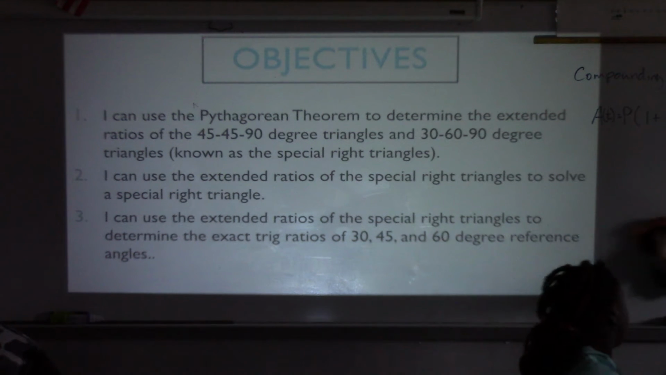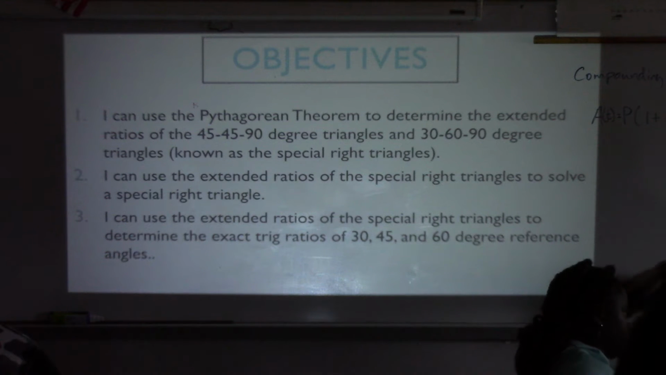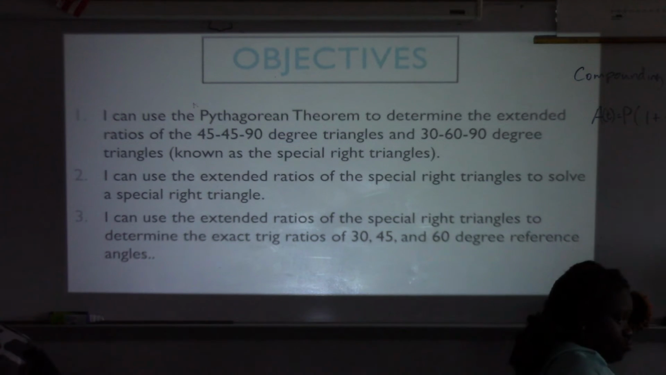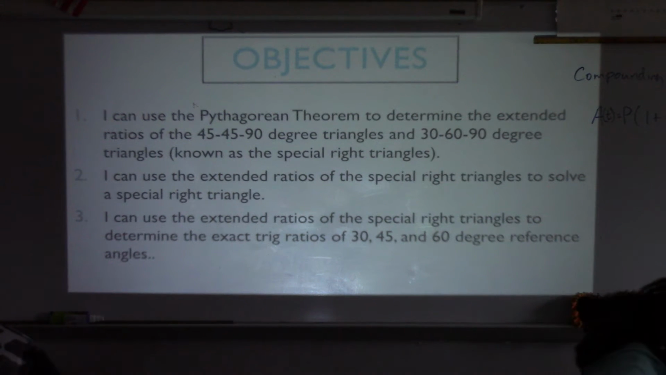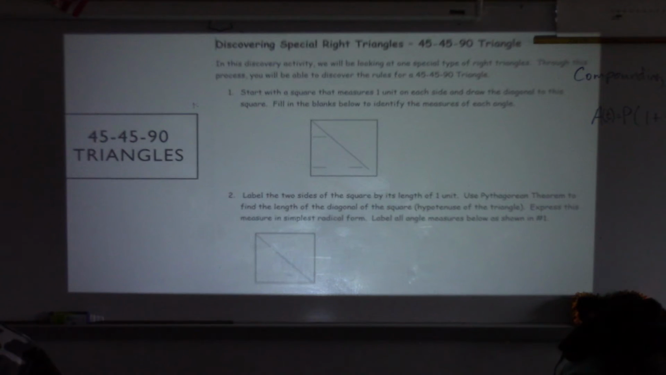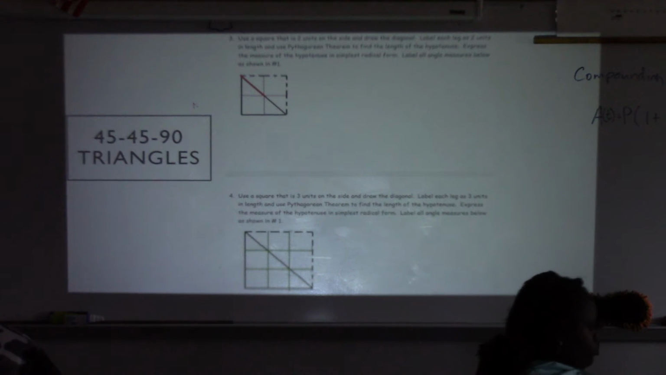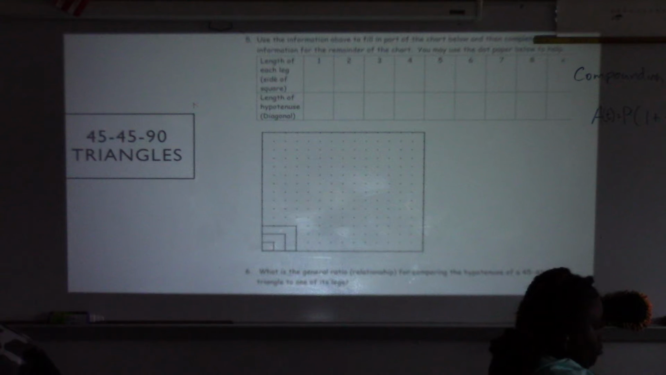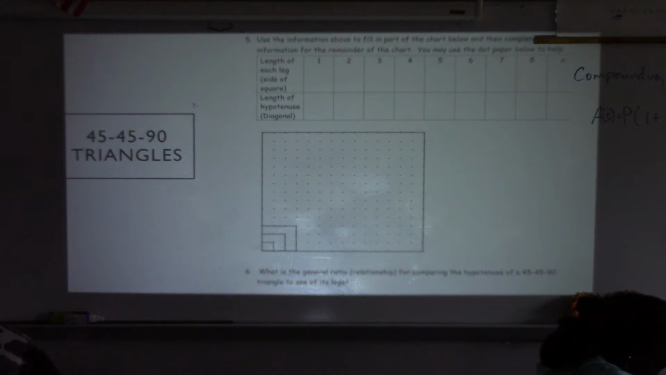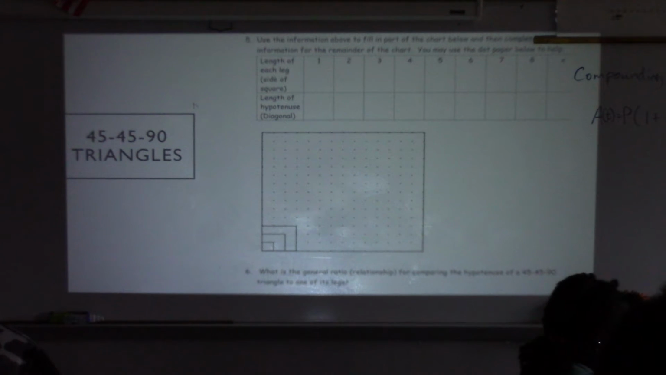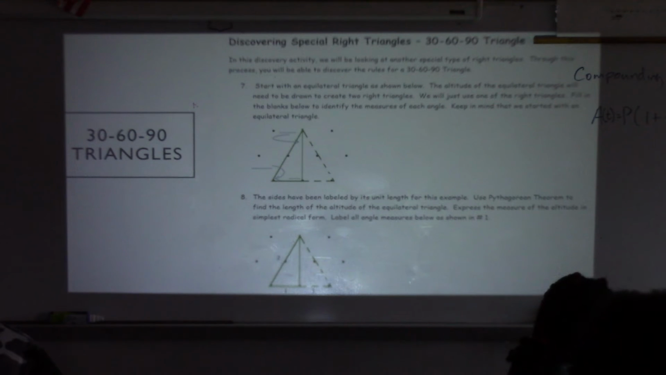And then we're going to use those extended ratios to solve special right triangles and to figure out the trig ratios. So we already did the 45, 45, 90 yesterday using the Pythagorean theorem. We filled out this table. We found the general ratio, right? X square root of 2. So now we are moving on to a new set of triangles. What's the angle measure of these triangles?